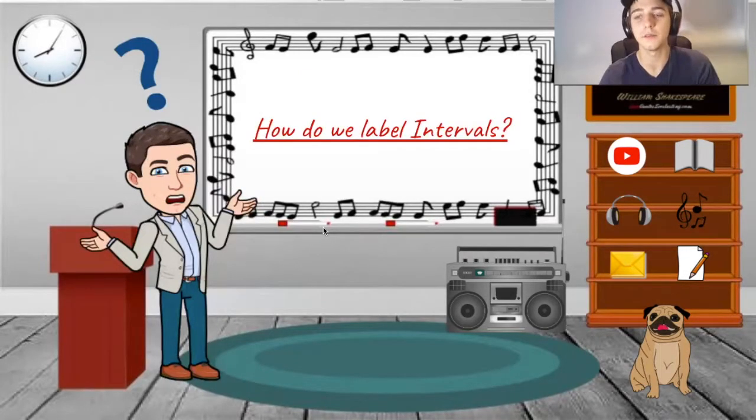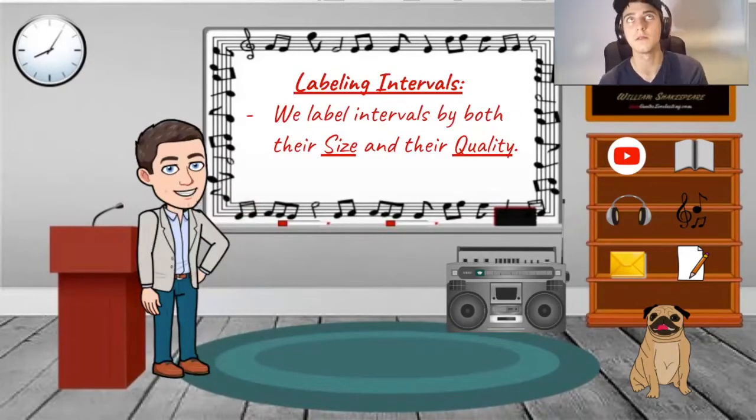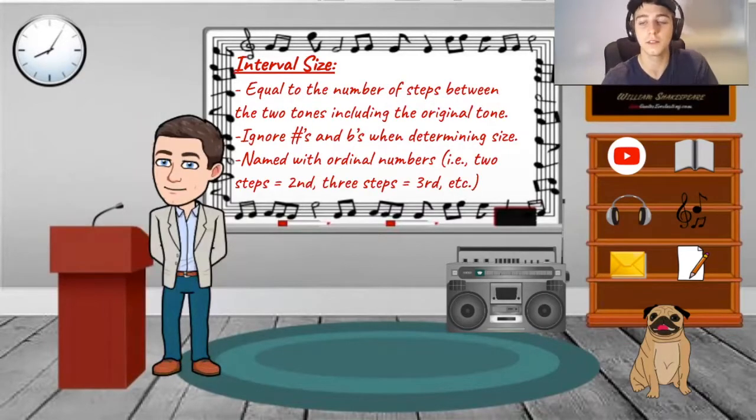So how do we label intervals? When we label intervals in music, we basically go off of two things: an interval's size and an interval's quality. Interval size is equal to the number of steps between the two tones, including the original tone. So if we wanted to look at the interval from C to E, what we would do is we'd start at C, so that's 1, C to D, that's 2, D to E, that's 3. So we would call that interval a third.